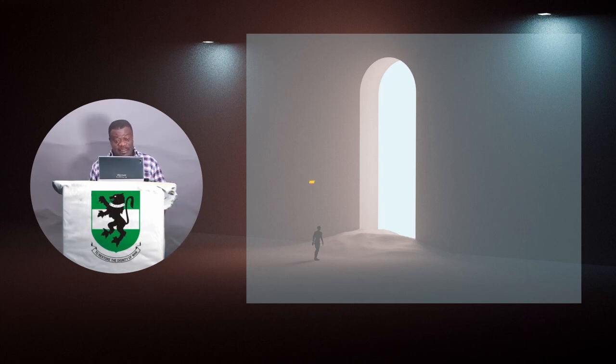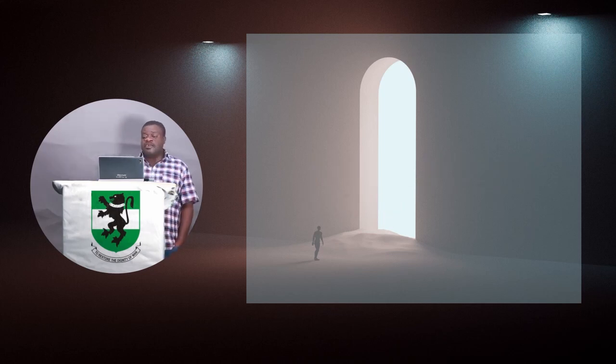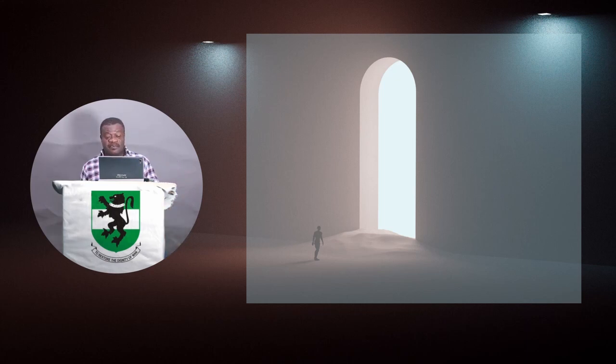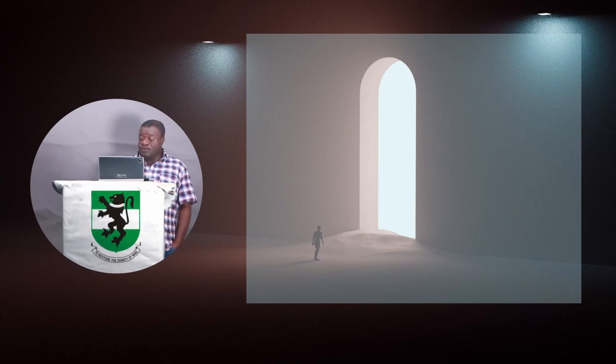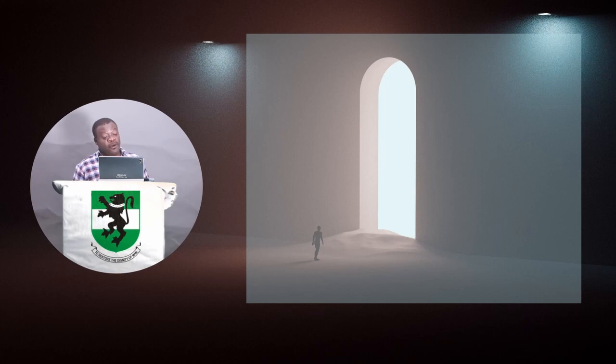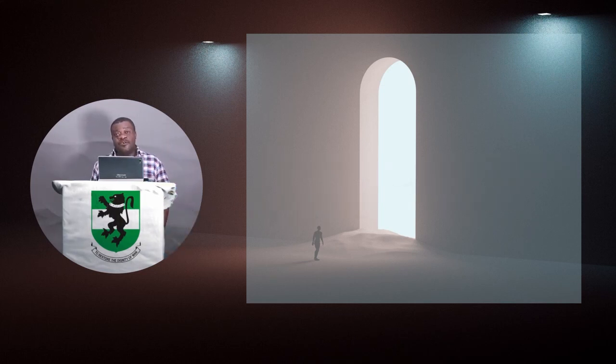The second one is that conflict or violence can bring physical harm or injury, and this can range in degrees from minor scratches, broken limbs, loss of limbs, and even death in some cases. The third one is the destruction of public facilities or infrastructure. Public buildings can be bombed or destroyed as a result of violence, and in some cases, this also affects personal property. The fourth one is what can be called severe psychological or mental disorder, which might result from conflict. A good example of this would be PTSD, which is post-traumatic stress disorder.